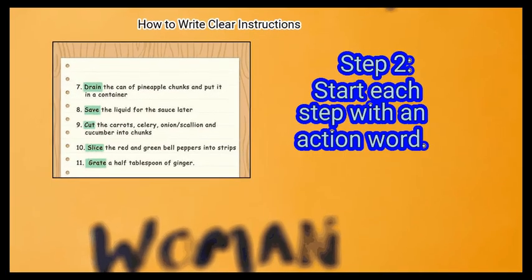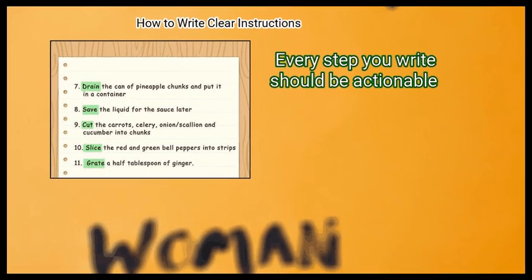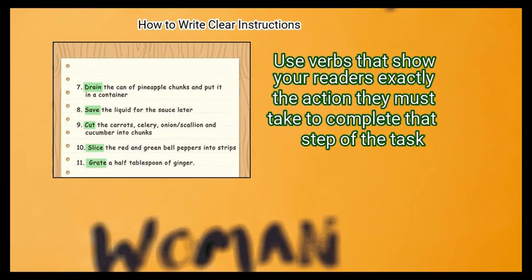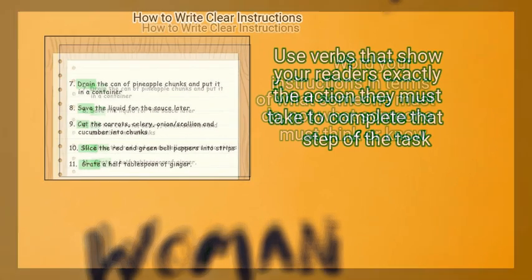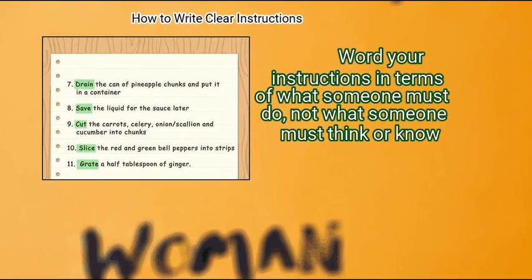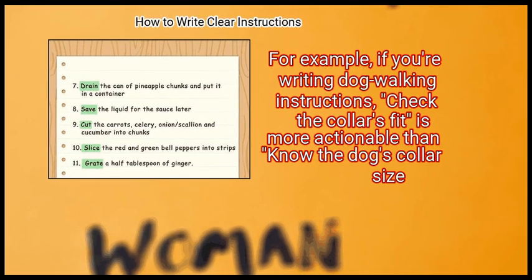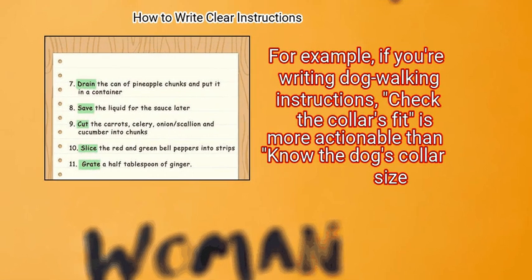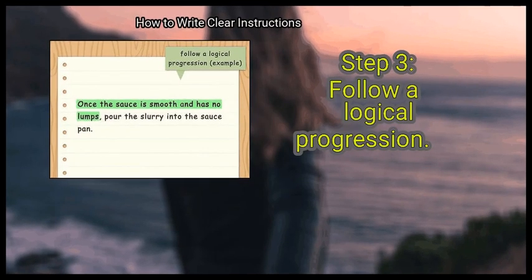Step 2. Start each step with an action word. Every step you write should be actionable. Use verbs that show your readers exactly the action they must take to complete that step of the task. Word your instructions in terms of what someone must do, not what someone must think or know. For example, if you're writing dog walking instructions, "check the collar's fit" is more actionable than "know the dog's collar size."